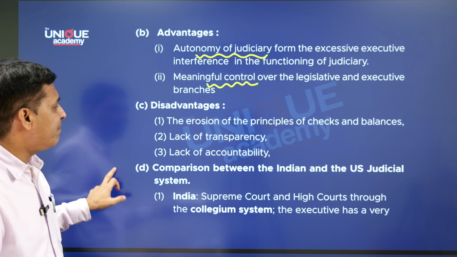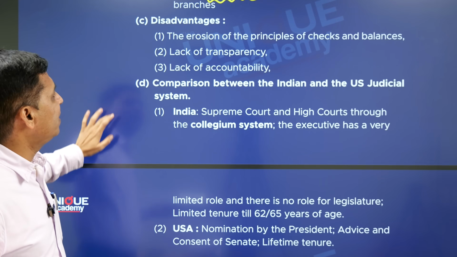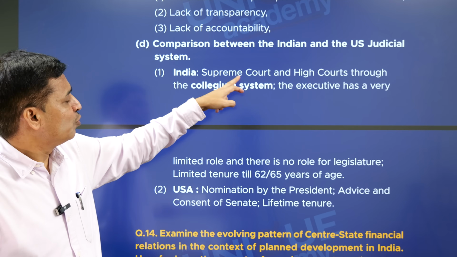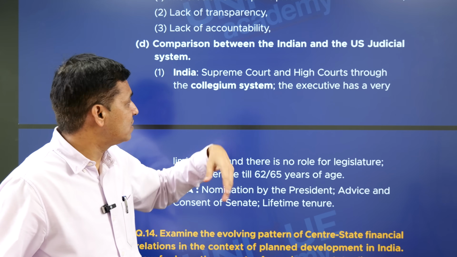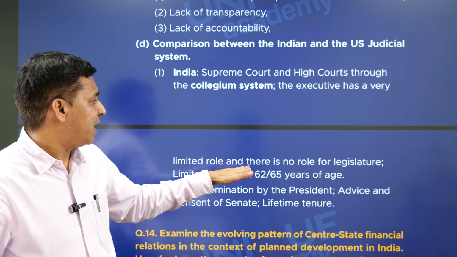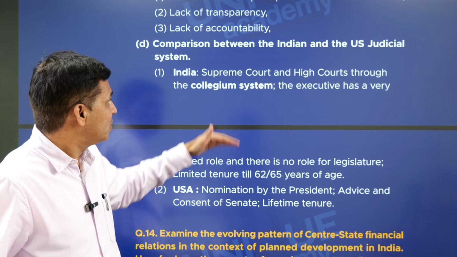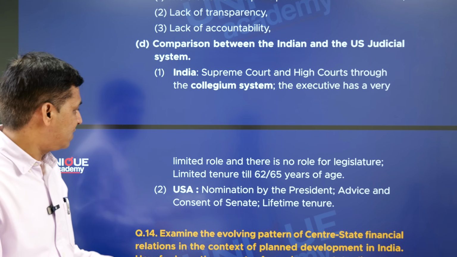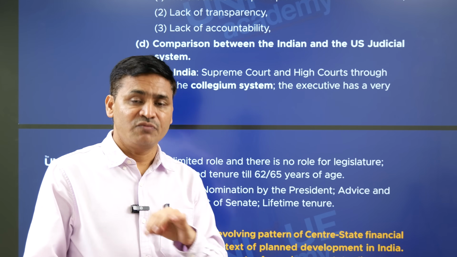Now, the last part, comparison between India and the US. Just two very specific points. India, Supreme Court and High Courts through the collegium system. So, the collegium system is the system of appointing judges. The executive has a very limited role, and there is no role for the legislature. So this is one part as far as the appointment of judges is concerned. Now, the second one, the limited tenure system we have.